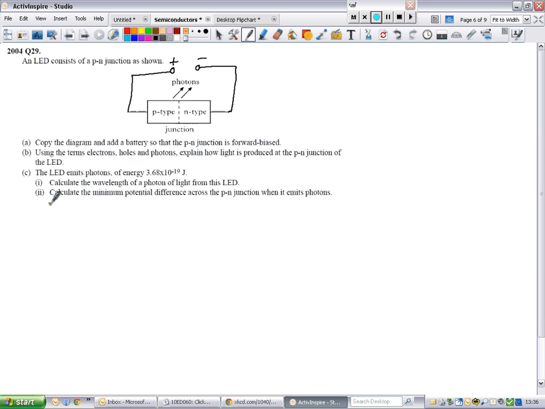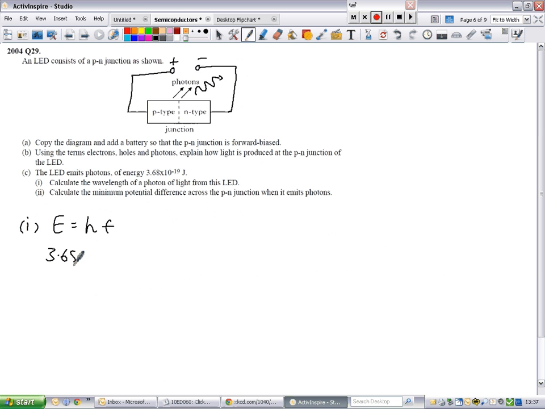This second part here, part C, leads us into our next wee section, which is on optoelectronics. So calculate the wavelength of a photon of light from this LED if the photons given off from here have energy 3.68 times 10 to the negative 19. Calculate the wavelength. So what we need to do first of all is E equals hf, because the energy that a photon has is directly proportional to its frequency. So although a photon is a particle, it's not a wave. Remember, they are tied together. The photons also have a frequency and a wavelength associated with them.